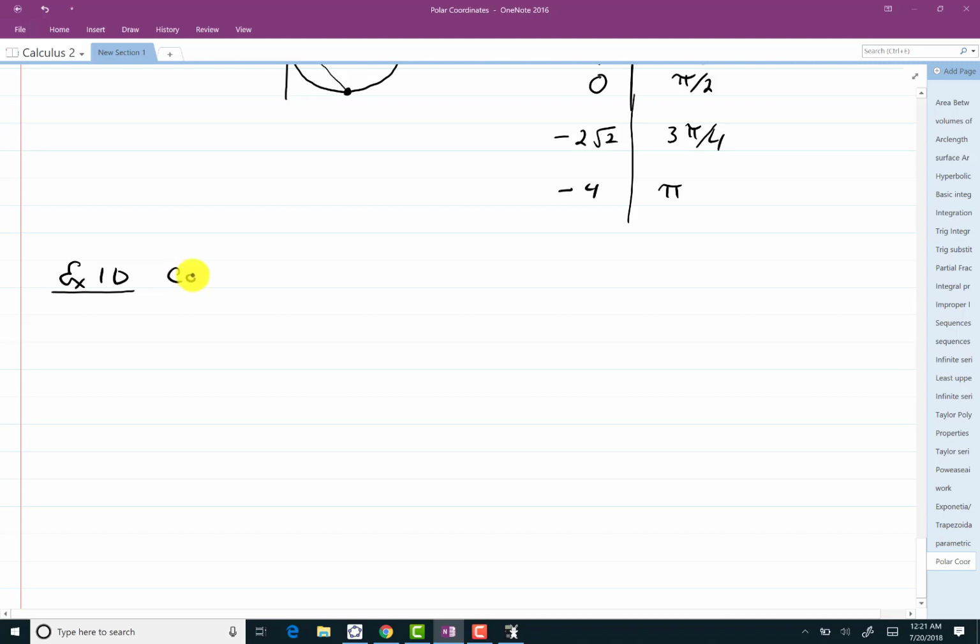Let's convert that last problem, r equals 4 cosine of theta, to Cartesian. That means to change it to an x and a y. And the way you can do this is the following. It's weird. These are unnatural, what you try to do to make these happen.